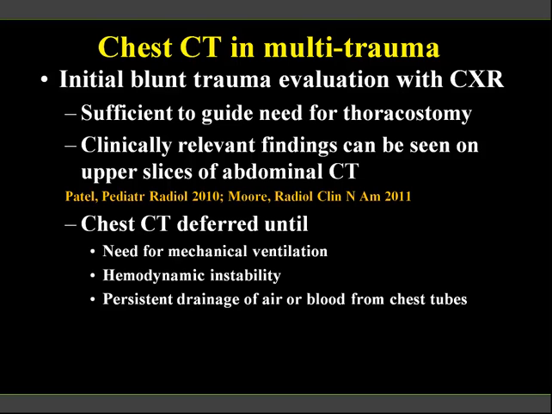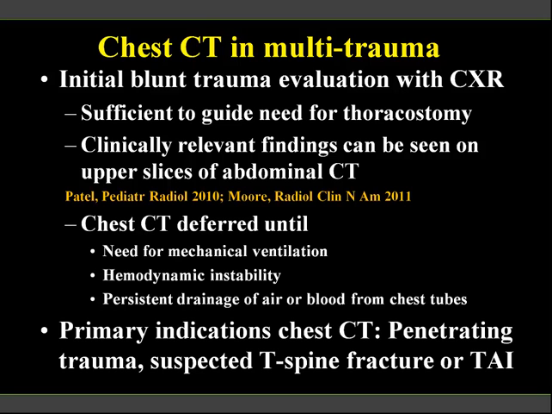If there's a need for mechanical ventilation, hemodynamic instability, and persistent drainage of air or blood from chest tubes, or malfunctioning chest tubes, then a CT of the chest can be added later on. So the primary indications of chest CT imaging in trauma in children are penetrating trauma and suspected fractures of the thoracic spine or traumatic aortic injury.